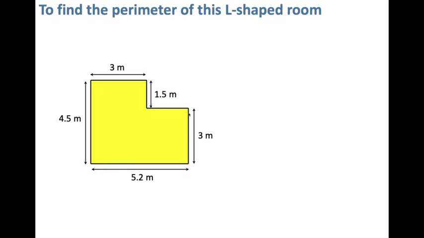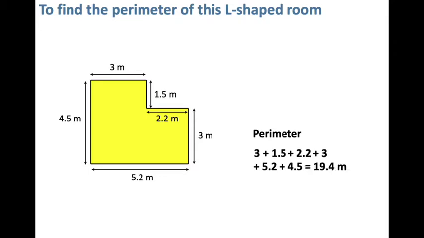Similarly, for this one that you don't know, it's easy to find because you know this one and you know the one opposite. What is left is 5.2 minus 3, which gives you 2.2. Then you have all the sides and you can add them all up to calculate the perimeter. So it will be 3 plus 1.5 plus 2.2 plus 3 plus 5.2, sorry, plus. And then you get 19.4 meters.